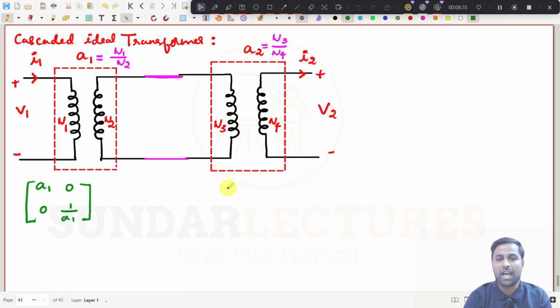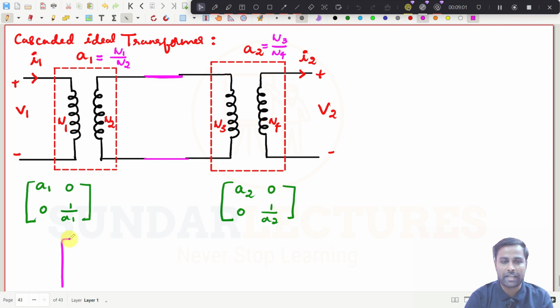For this one it is A. And what is the ABCD parameter of this one? Simply, you put A2, 0, 0, 1 by A2. So this is the ABCD parameter of this particular transformer. What is A2? A2 is simply N3 by N4. Now you can simply write this as V1 and this as I1.